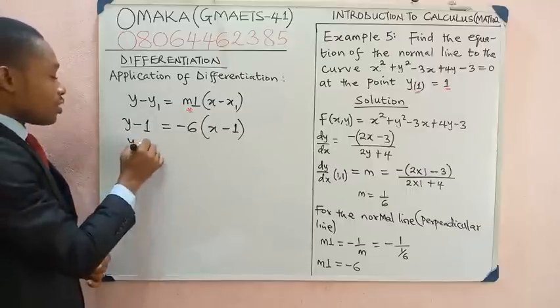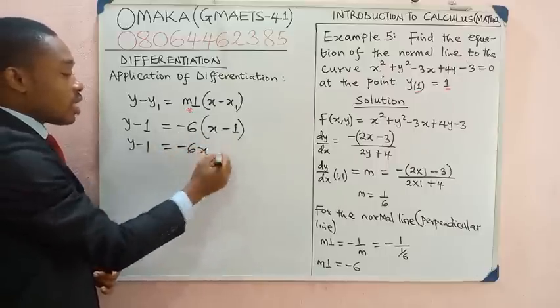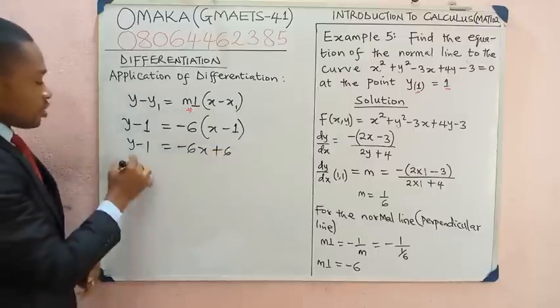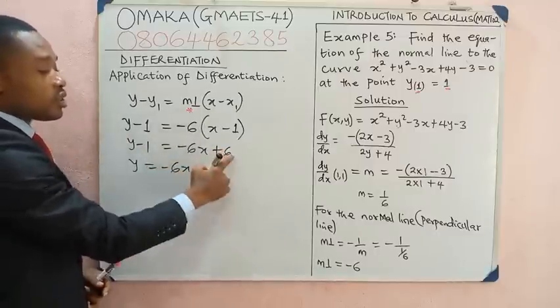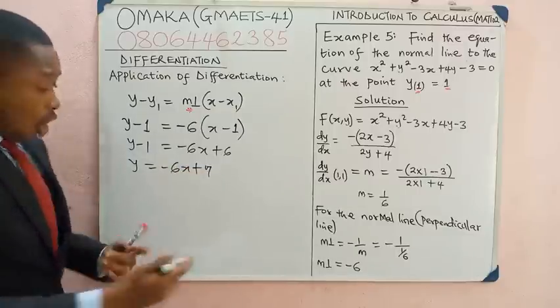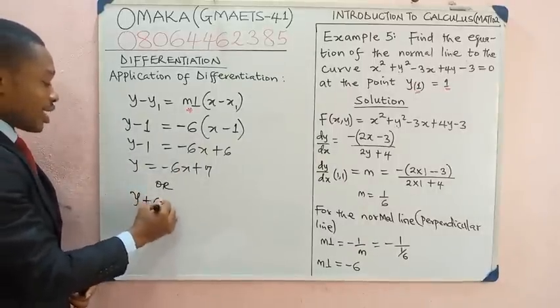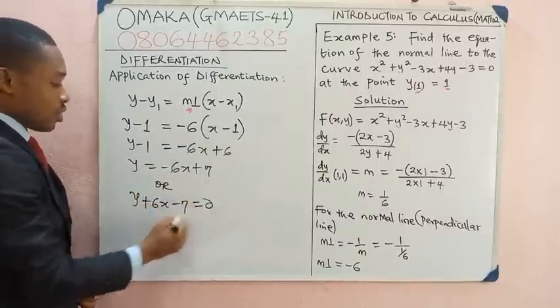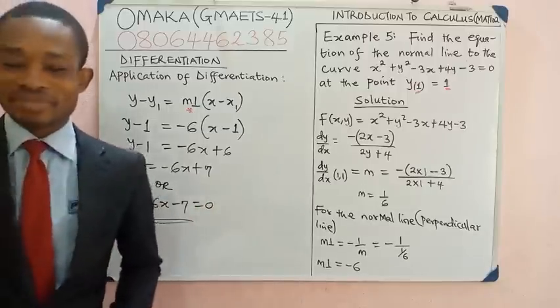This is going to be y minus 1 equal to, if you open up this bracket, you have minus 6x. Minus 6 times 1 will give us plus 6. And so our result will be y equal to minus 6x. If minus 1 crosses, it will add up to this 6 to give us plus 7. So this could be your result. Or you may choose to move everything to the left-hand side and you'll get something like this, equal to 0. So either of these could be your result.